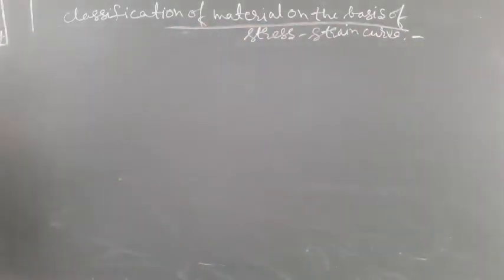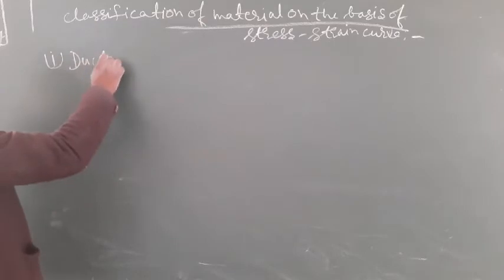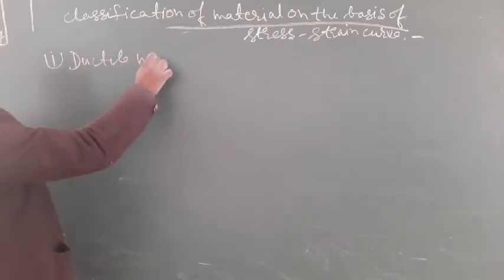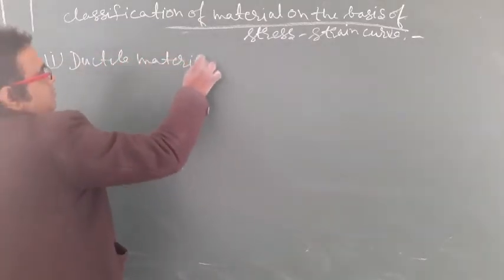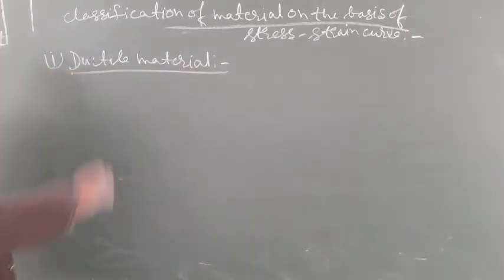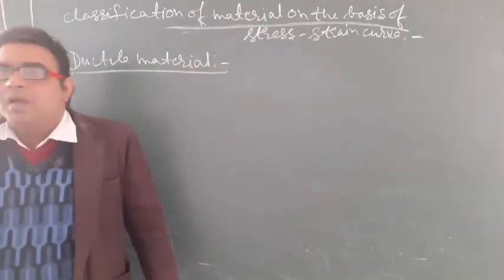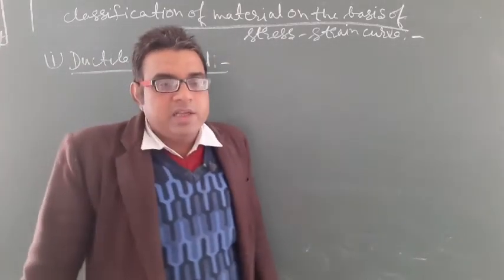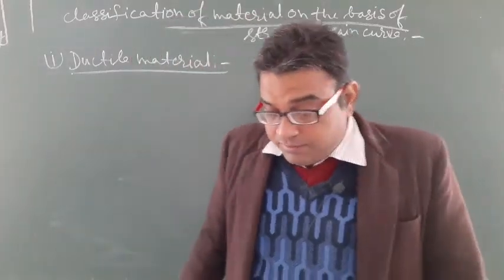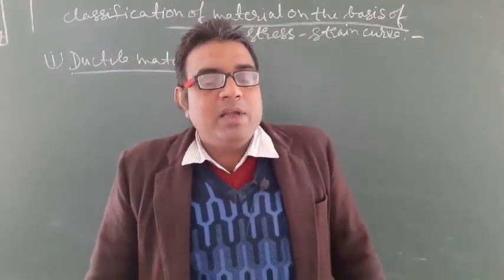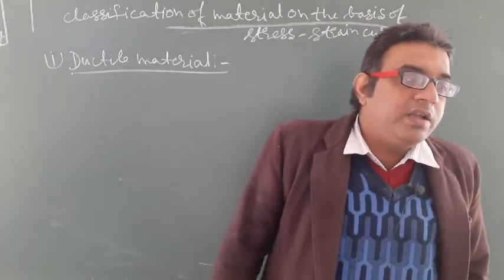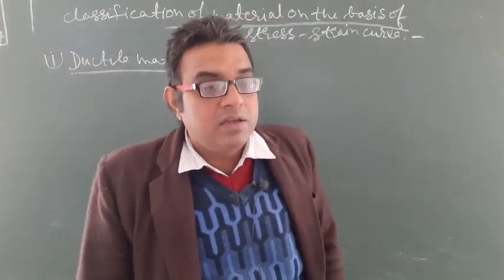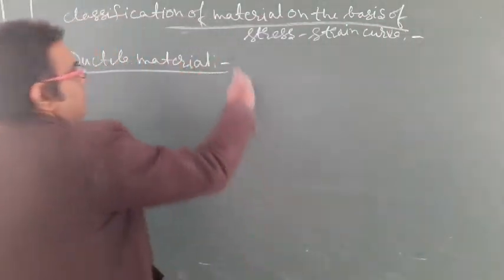Classification of material on the basis of a stress strain curve. So the first one is ductile material. And what is the property of ductility of a body? The property of ductility of a body is that it can be elongated into a thin wire.